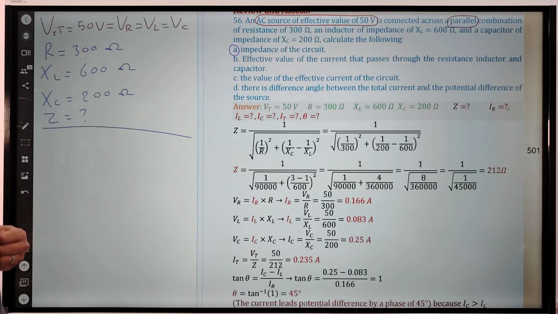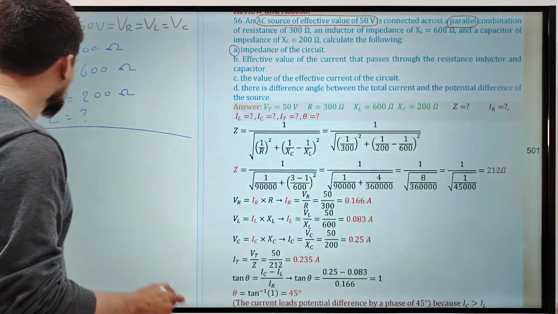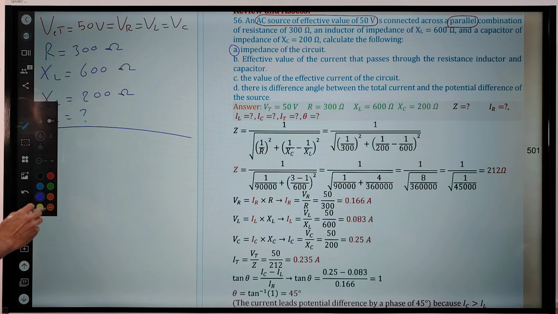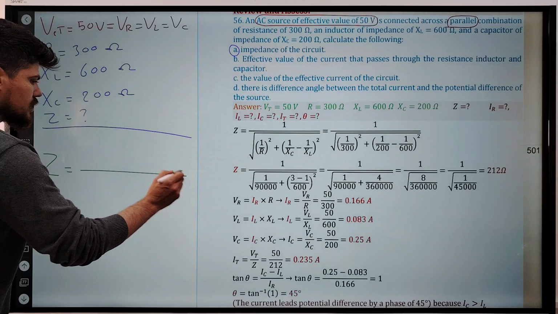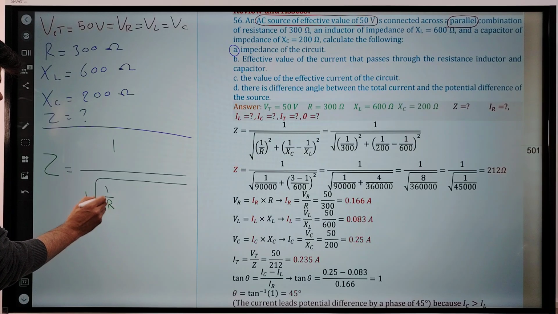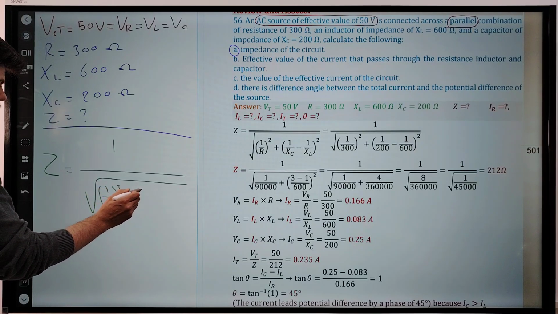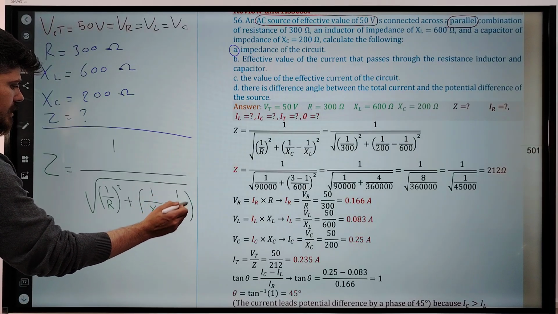How can you find the impedance of the circuit? Because the circuit was a parallel connection, that is why you have to use this equation. In a parallel connection, Z is equal to what? 1 over the square root of 1 over R squared plus 1 over XC minus 1 over XL squared.